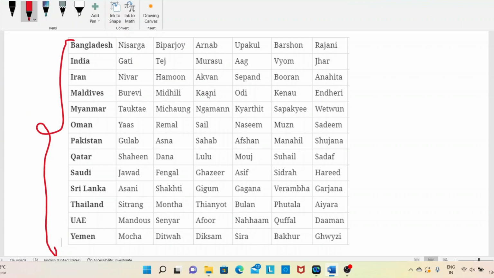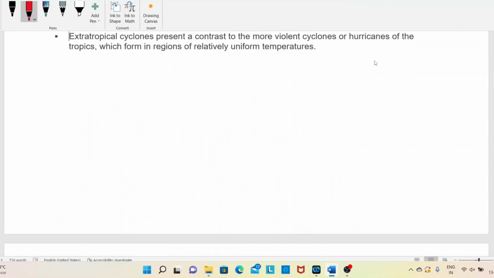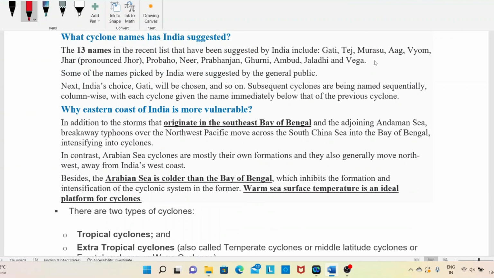Once observe the map and remember the names suggested by India, which is very important for competitive exams. This is about our today's topic, that is, the naming of cyclones.